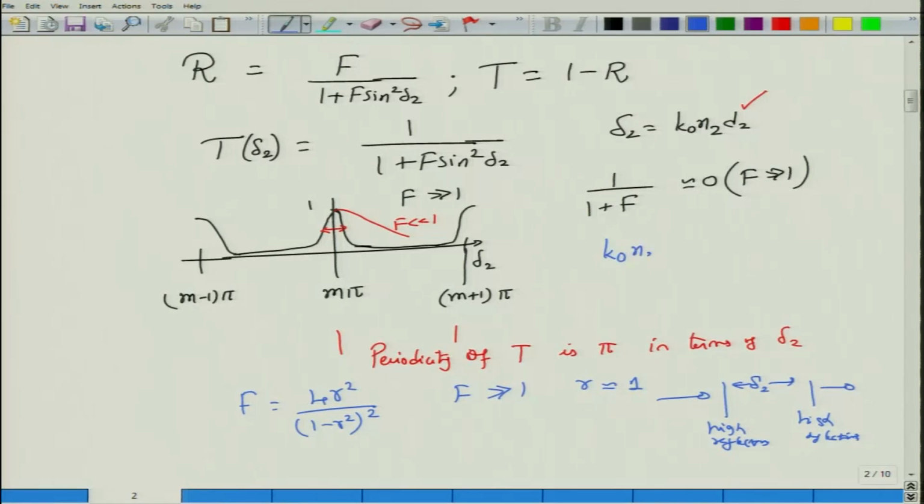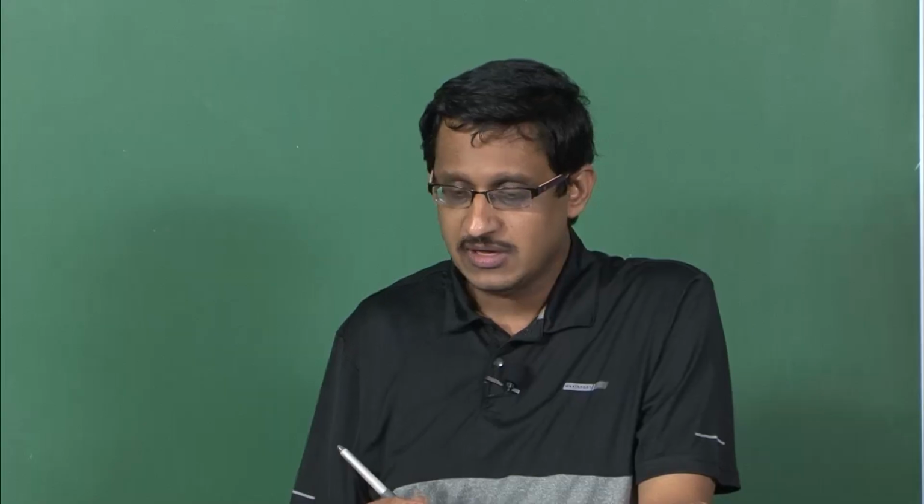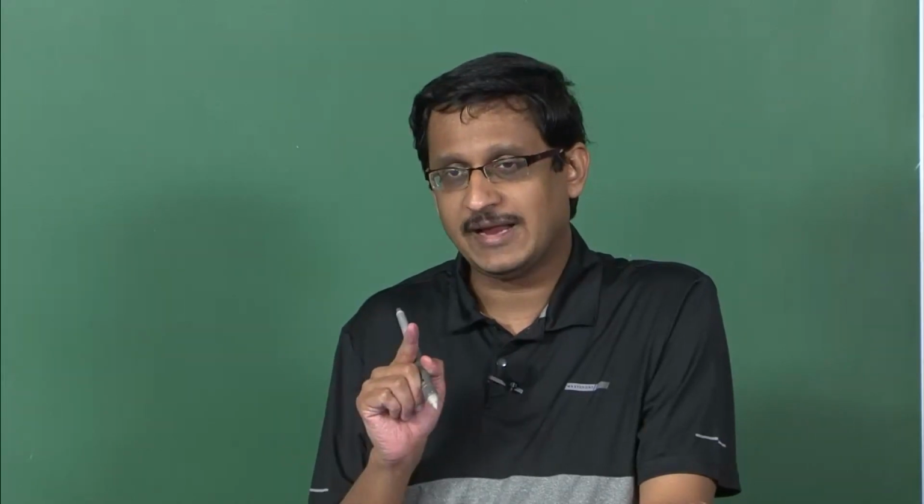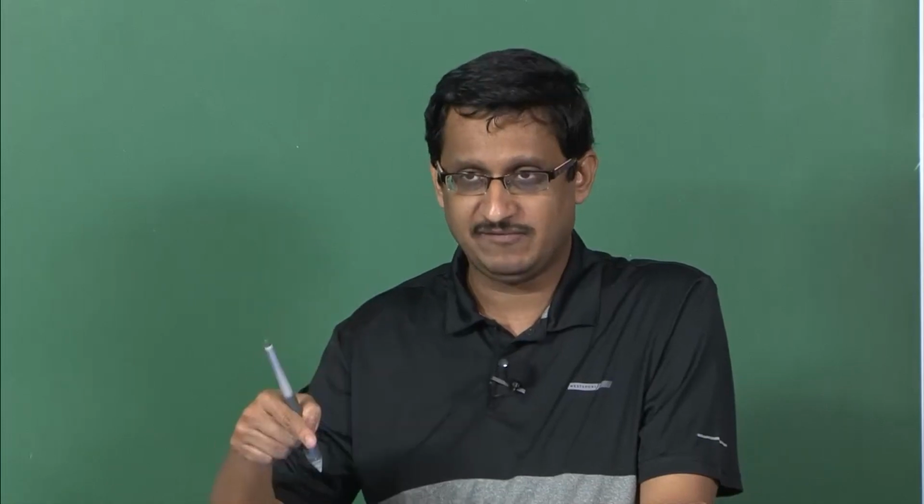But what does it mean to choose delta 2 as an odd multiple of m pi? That means k0 n2 d2 must be equal to some odd value of m times pi. I know k0 to be the free space wave vector, which is given by 2 pi by lambda 0, where I denote lambda 0 as the special wavelength at which you are choosing this condition to be true. Please note that if you take a different wavelength, this condition in general will not be true, and therefore for that wavelength the transmission will not be peaked, but in fact there will be a large amount of reflection.